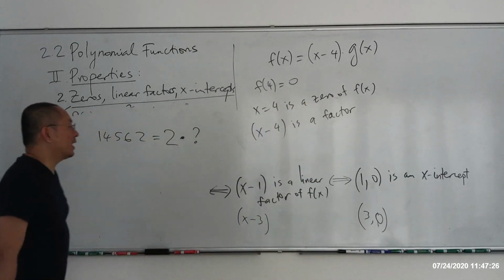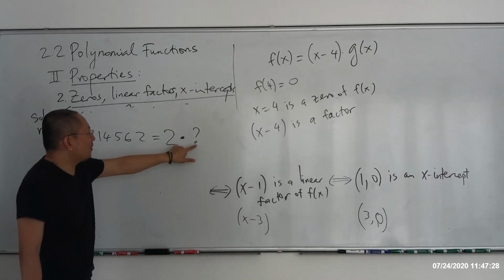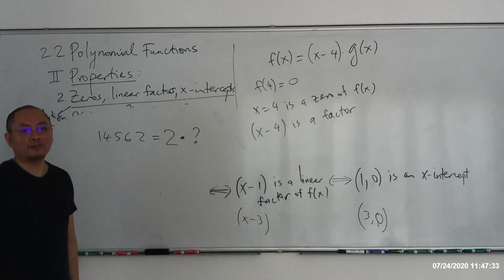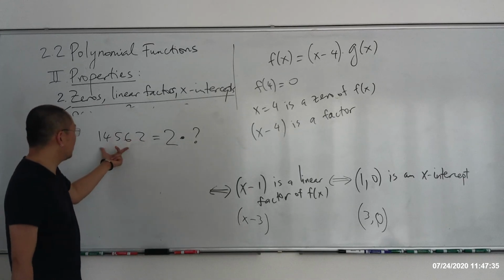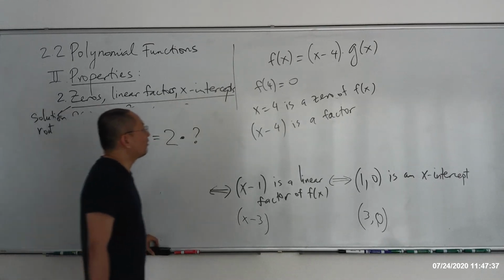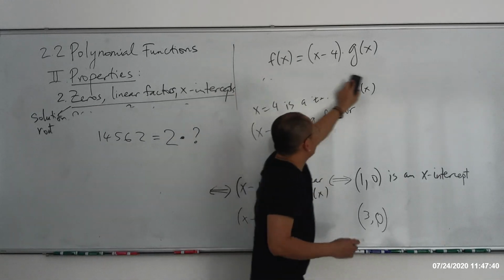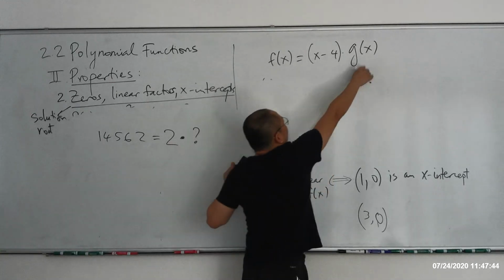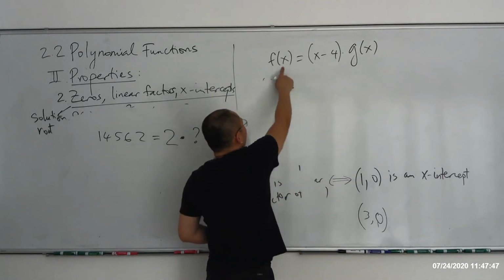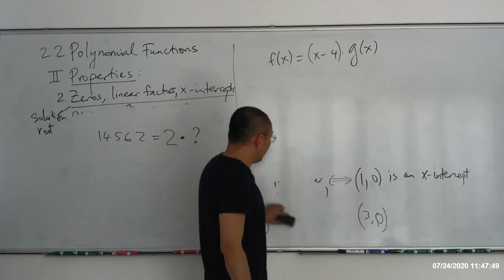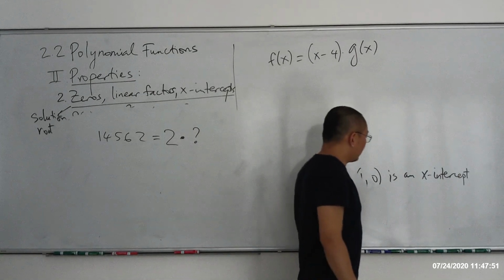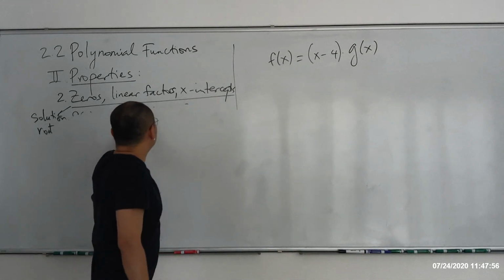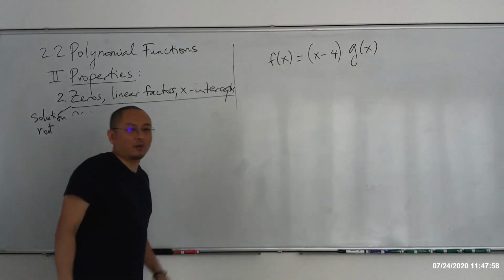So f of x is going to be equal to x minus 4 times something. Of course, the next question you may ask is, how in the world am I going to find that something right here? For this number, simply divide by 2, because you know this number. So if you know the function f of x, and you know it has a factor of x minus 4, how do you find the function g of x? Same idea, you take f of x divided by x minus 4, and you'll be able to find the function g of x.